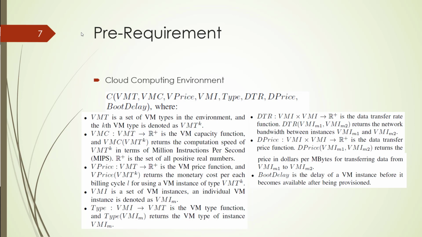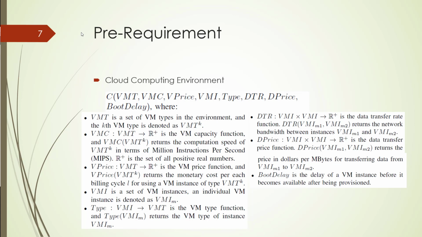The vprice is another function from the virtual machine type to the positive real numbers. That is the virtual machine price function. The virtual machine price function returns the monetary cost per billing cycle, which we call L, for using a virtual machine instance of that virtual machine type.